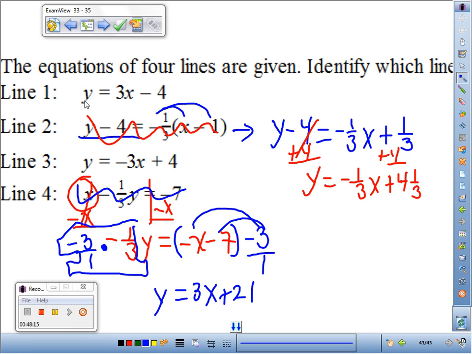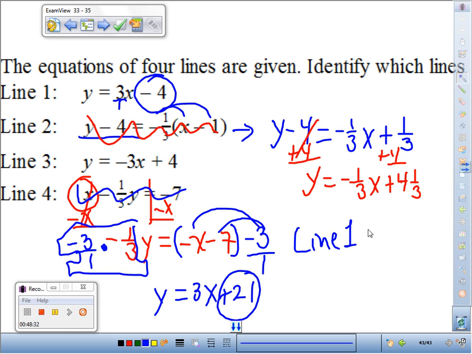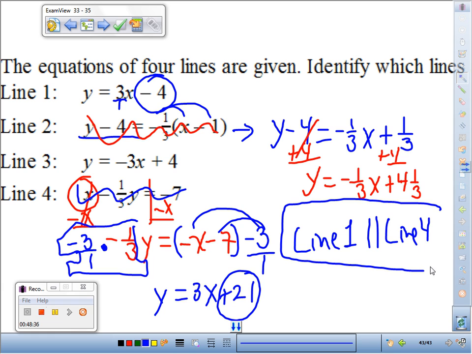Let's look at the first one. What is my slope? 3 over 1, or 3? Is there another equation with 3 over 1? Yes, the last one. Do they have different y-intercepts? Yes, so then you're going to write line 1 is parallel to line 4, and we're done.